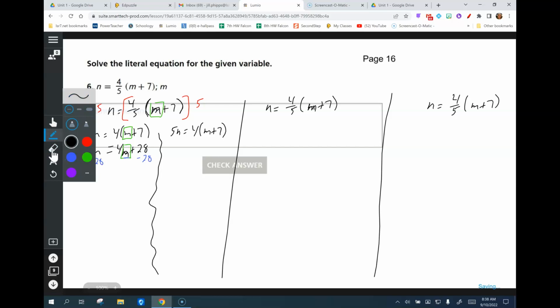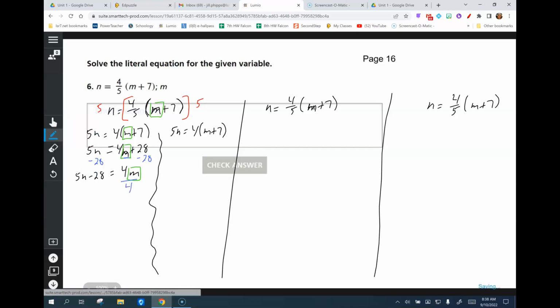So I get 5n minus 28 is equal to 4m. Okay, now the 4 is connected to the m by multiplication, so I'm going to divide to get them apart. I'm going to divide, and I can divide the whole thing if I want to. And if I do that, okay, now it splits again. I can divide the whole thing by 4, and I get 5n minus 28 all over 4 is equal to m. That's one way I could write it.